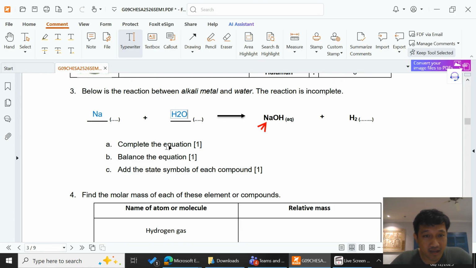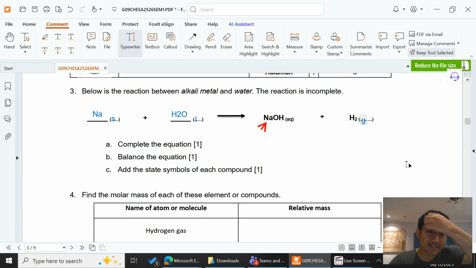So first we have completed the equation. Now let's add the state symbols. Natrium is a solid because it's a metal, H2O is a liquid, so put L here, and H2 is a gas, so let's put G over there.